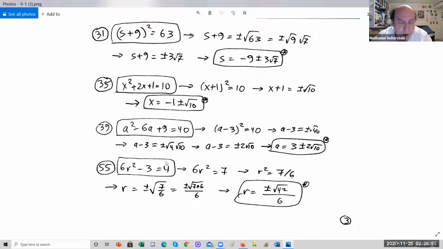You have 6r squared minus 3 equals 4. All right, to get the 6r squared by itself, we add 3 to both sides. Get 6r squared equals 7. Then to get r squared alone, we divide by 6, so r squared equals 7/6. So taking square roots, r is plus or minus root of 7/6. And by the rule of square roots of fractions, we multiply the numerator and denominator by 6. So this is plus or minus root of 7 times 6, all over 6. So in the end, r equals plus or minus root 42, all divided by 6.